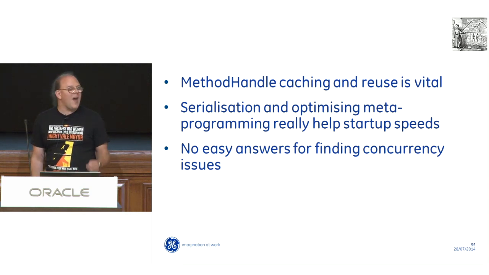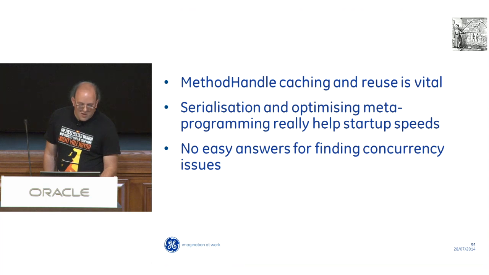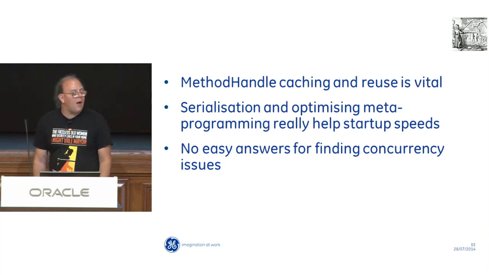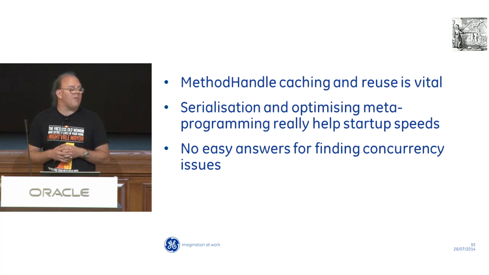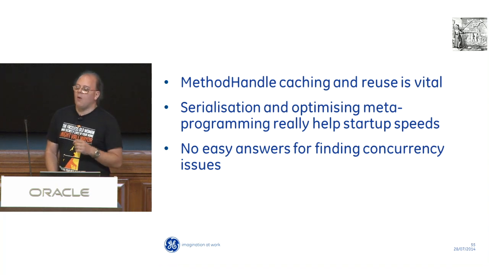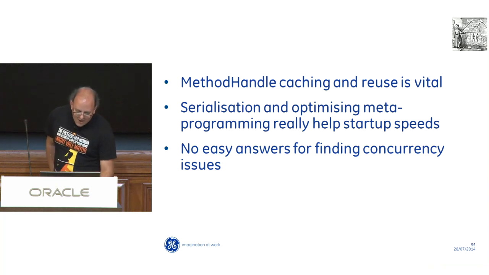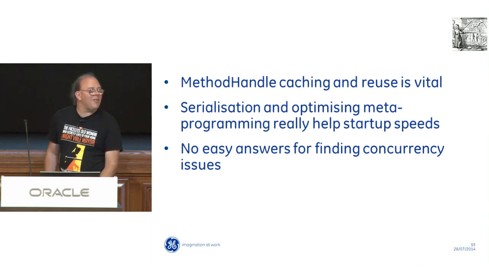So, to summarize, MethodHandle caching and reuse is absolutely vital if you're going to get any of this stuff to scale above moderate test cases. If you're running large applications, it almost doesn't matter if it doesn't perform as well with shared use of method handles and things like that. It's the only way you're going to get the memory to a sensible level. Serialization and optimizing metaprogramming really, really help with startup speeds. And we're going to keep having to look at that area, whatever happens, because we want to get those down as much as possible.